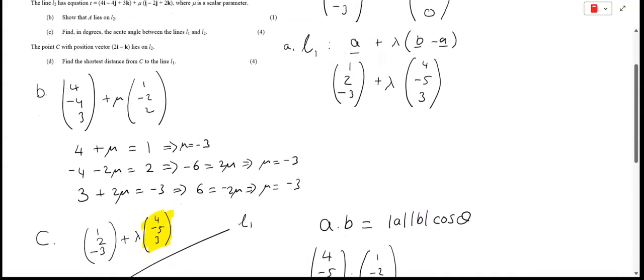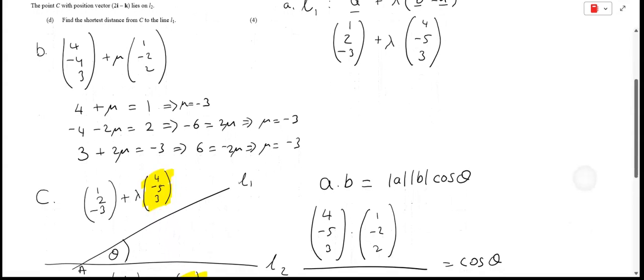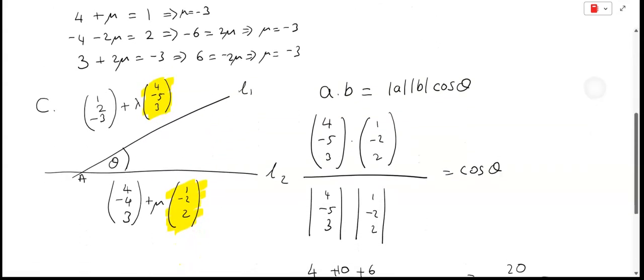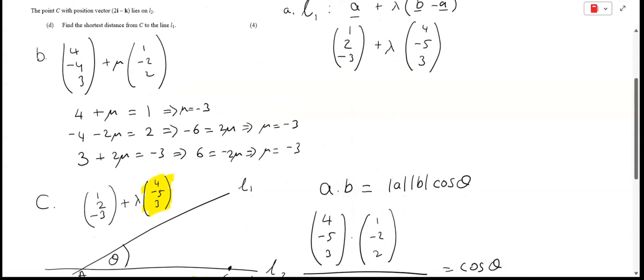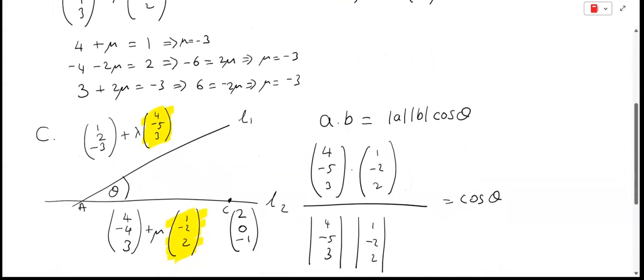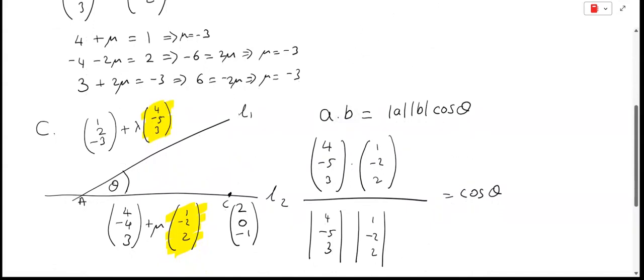And in part D, they said point C lies on line 2, and it has the coordinates 2, 0, minus 1. So let's put point C here. We're drawing 3D vectors on a 2D thing, so it doesn't really matter where we put it. So 2, 0, minus 1 are the coordinates of C. And it said find the shortest distance from C to line 1. The shortest distance is always going to be the perpendicular distance. So that means this is 90 degrees, and I want to find that dotted line.